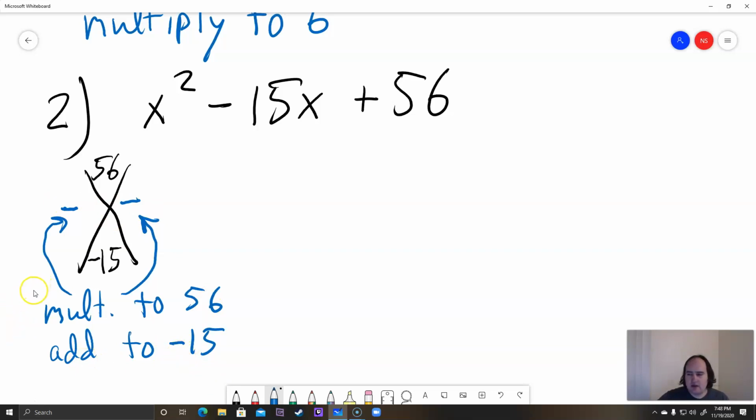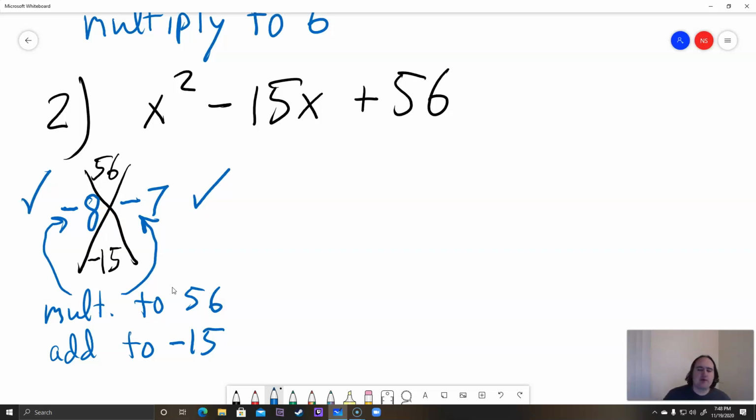Okay, and then we just need to try different numbers. The standard way to do this is to try numbers that multiply to 56 until you find ones that add to negative 15. So for example, with 56, probably the numbers that you think of with your times tables is 8 times 7. So let's try negative 8 and negative 7. Well, we lucked out. This problem's pretty easy. So negative 8 plus negative 7 gives you negative 15. So these check out.